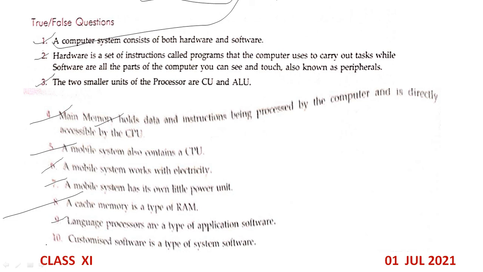Last question, that is question number 10. A customized software is a type of system software. That is also wrong, because customized software is an example of application software.